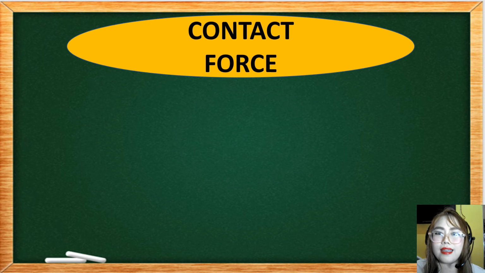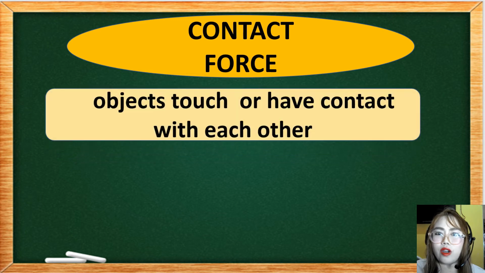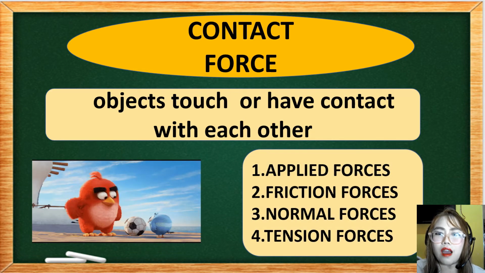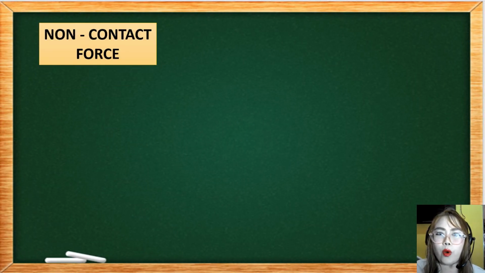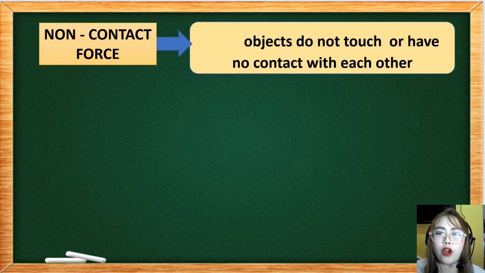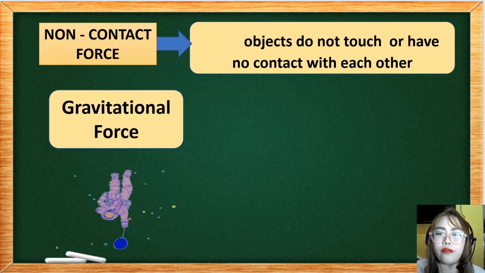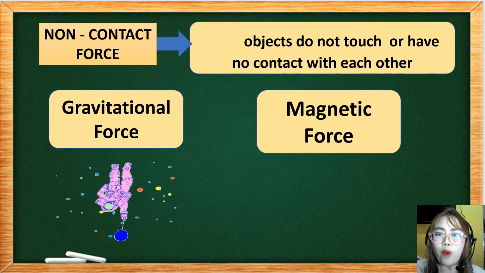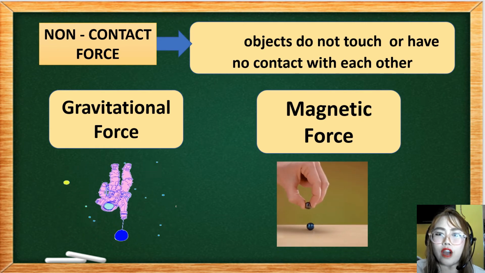Contact force is a type of force where objects touch or have contact with each other. Some examples of contact forces are applied, friction, normal, and tension. While non-contact force is a type of force where objects do not touch or have no contact with each other. These forces act over an area called field. Gravitational and magnetic force are some examples of non-contact force.